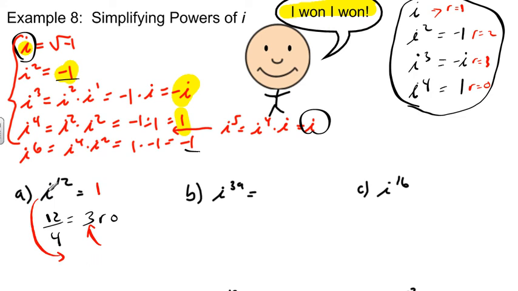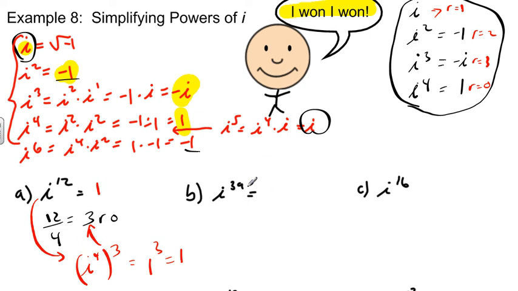The other way of doing this is you can do this right here. You can say, oh, well, I can rewrite that as i to the power of 4, and then you're going to raise that to the power of 3. Isn't that the same thing as i to the 12th? Well, i to the power of 4, if you look right here, is 1, right? So that's 1 to the power of 3, which is just 1. Okay, so that's another approach there.